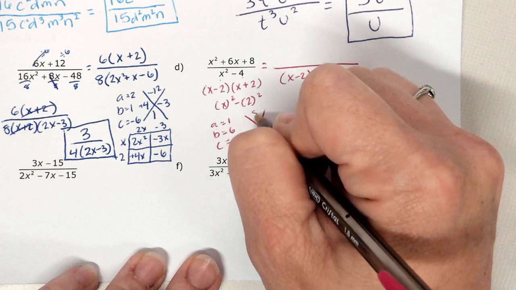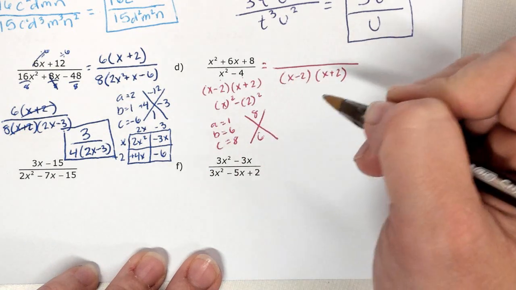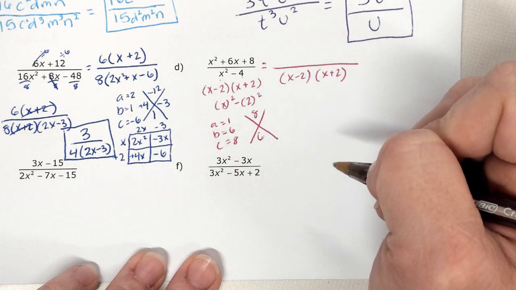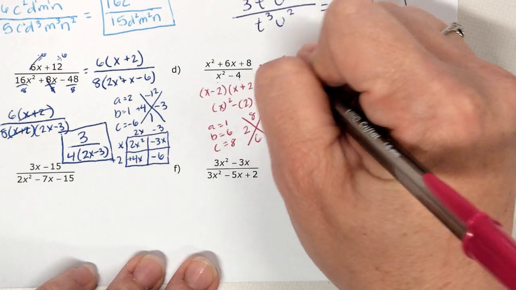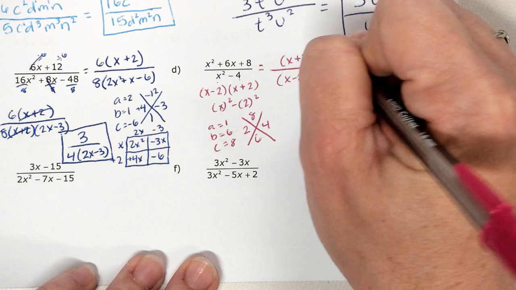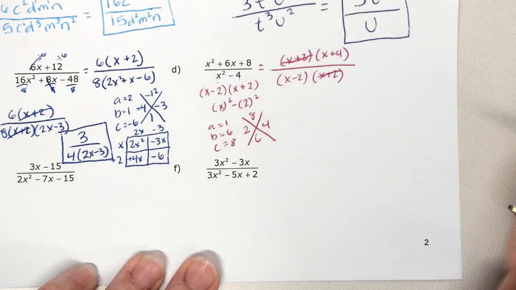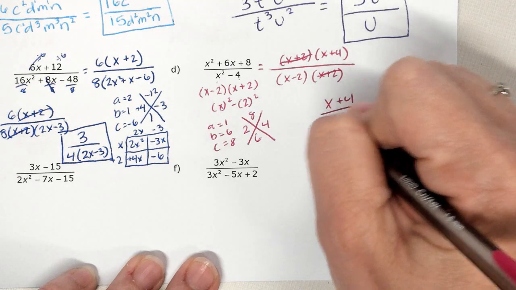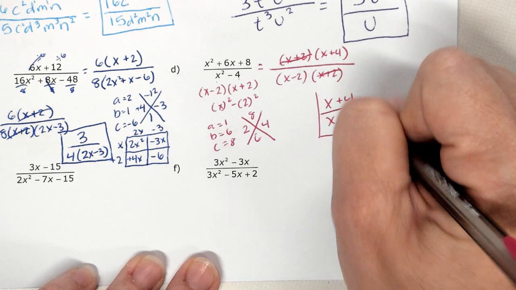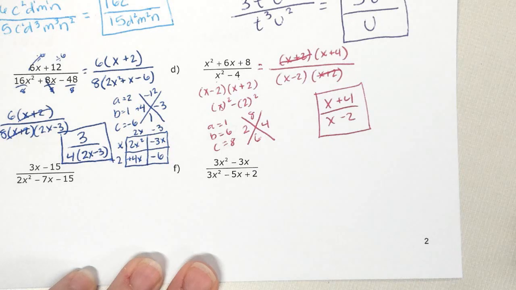1 times 8 is 8. B is 6. What multiplies to give you 8 and adds to give you 6? It's going to be 2 and 4. So x plus 2, x plus 4. Well, the x plus 2's cancel, same as the last one. So we get x plus 4 over x minus 2. Nothing here cancels because remember, plus and minus makes things stuck like glue.